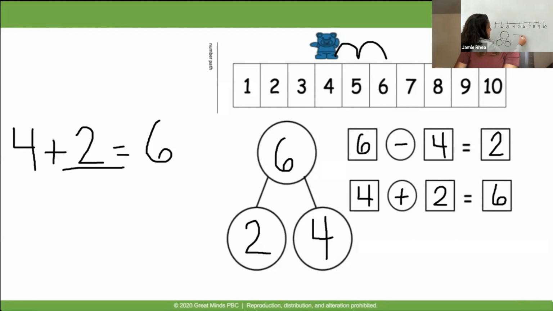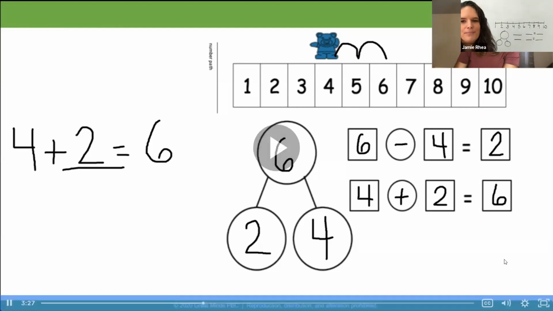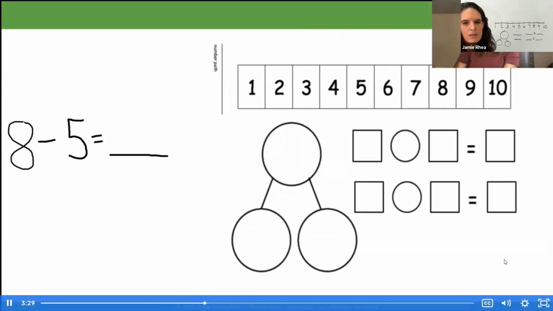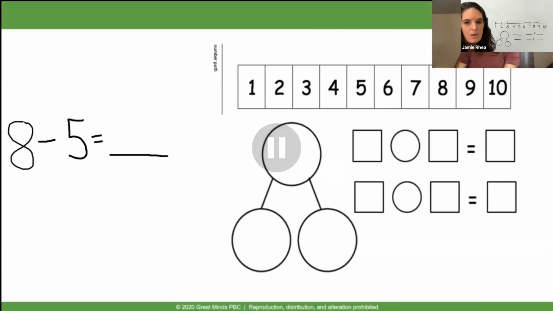And my number sentences. Okay, now we're ready to start for the next one. 8 minus 5 equals an unknown. Okay, so let's go ahead and write 8 minus 5.